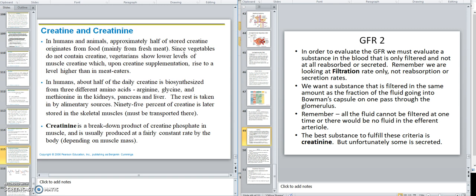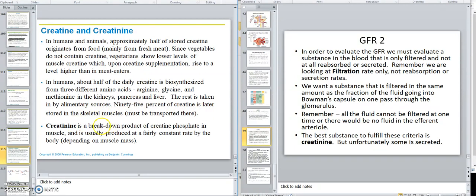All right. In humans, only half of the daily is biosynthesized from 3 amino acids, these here, in the kidney and pancreas. The rest is taken in. So the stuff is transported to the skeletal muscle. The skeletal muscle, strangely enough, strange to me, why don't they make it? But anyway, it's not made in there. It's made in the kidneys, pancreas, and liver, and then sent there. But it's used there in the skeletal muscles.